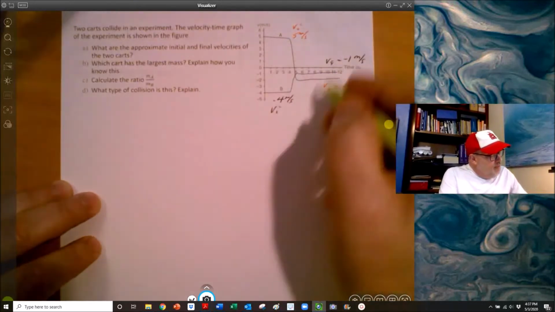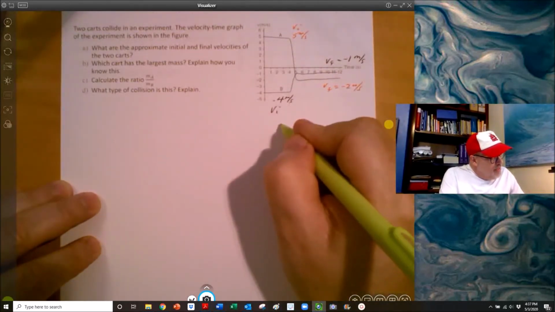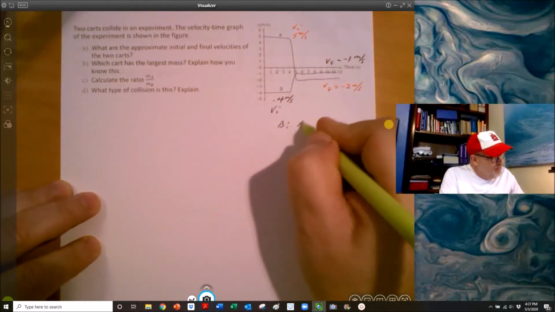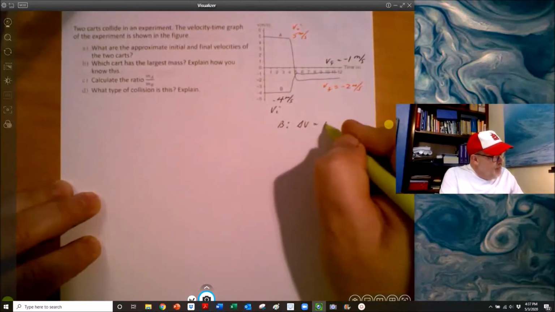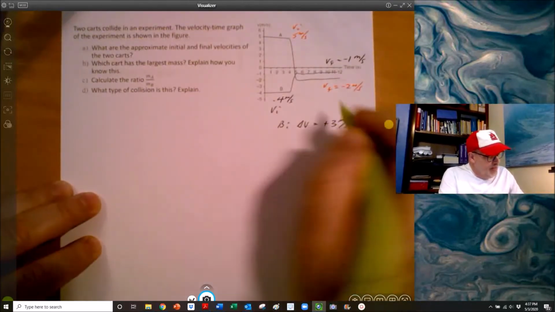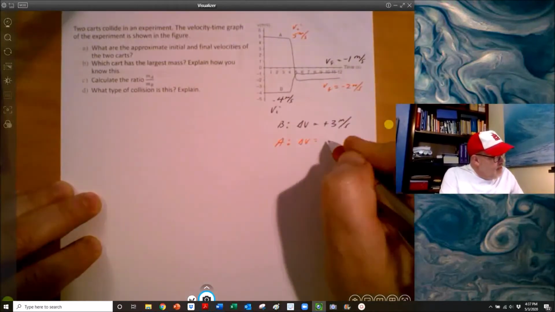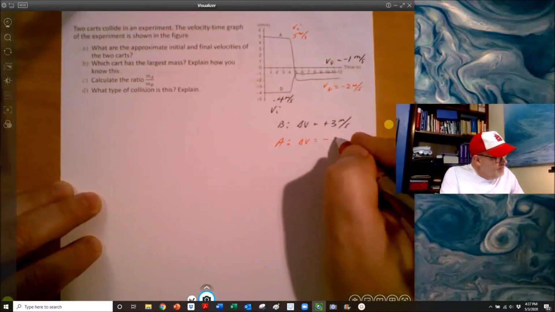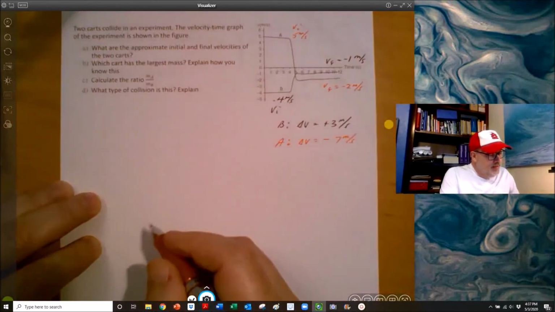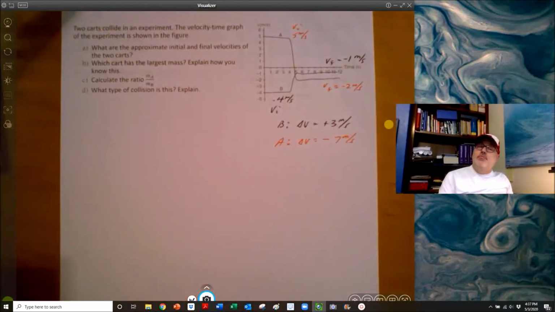All right, so that means for cart B, we have a change in velocity of +3 meters per second. And for cart A, we have a change in velocity of -7 meters per second. All right, this helps us answer part B of the question. It says, which cart has the largest mass? Explain how we know this.